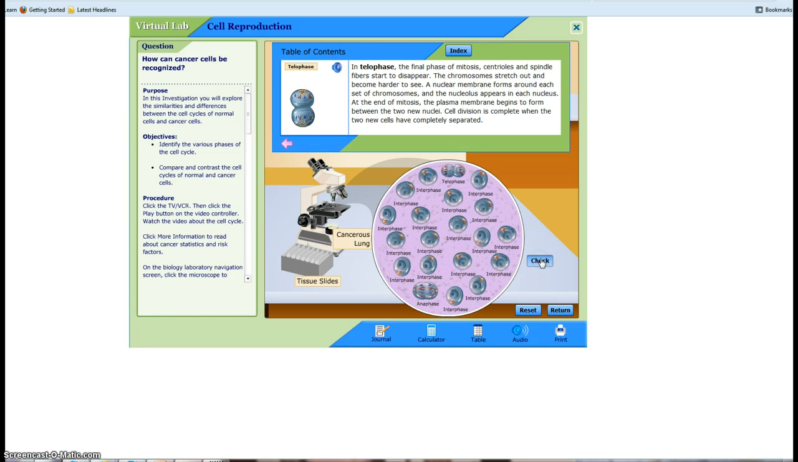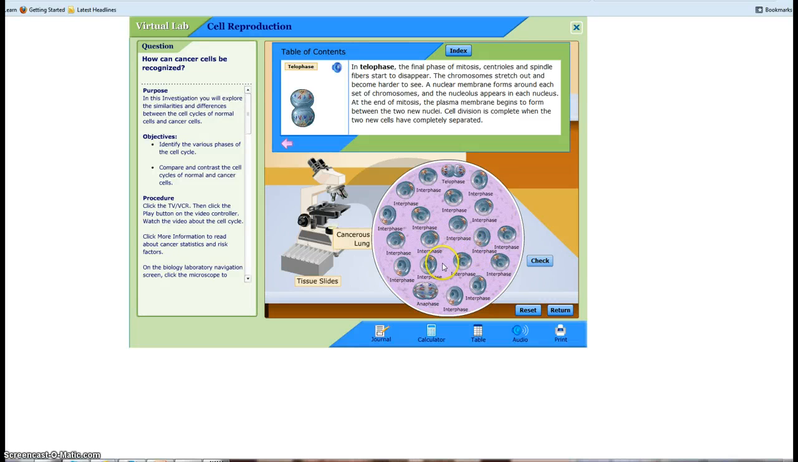Okay, now let's check. Okay, I got it. So we have two of them that are in mitosis. We have one in anaphase, and we have one in telophase, so we have 10%. So cancerous tissue has twice the mitotic index as normal lung tissue has.